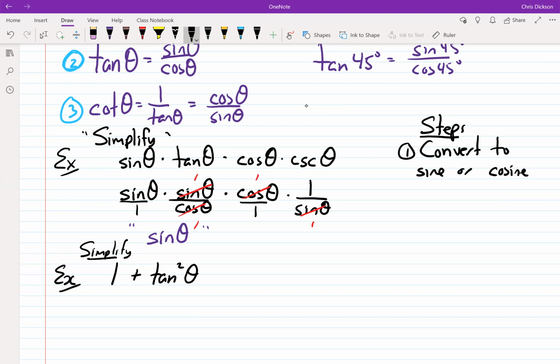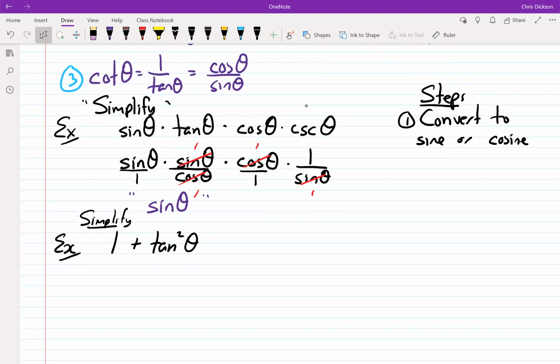Okay. So I'm thinking, well, I know that's just 1 for now, and then plus. And now tangent I can rewrite as a sine over a cos, but I have to square it because it's tan squared. So that's going to give me sine squared theta over cos squared theta. Okay, so not exactly simplifying, really, looks kind of crazy.